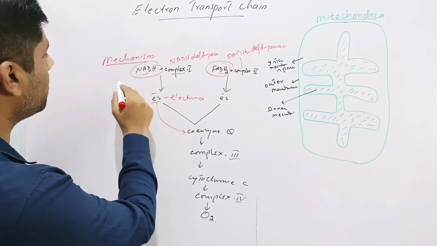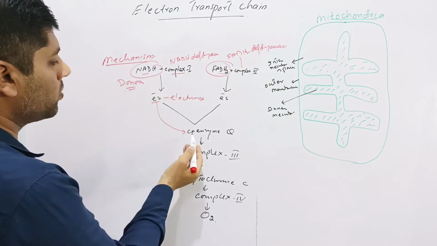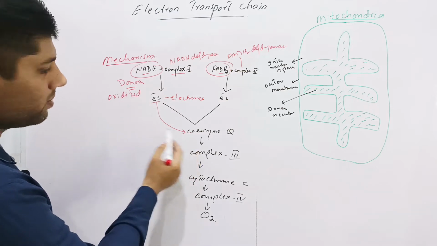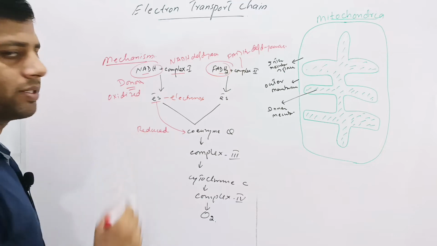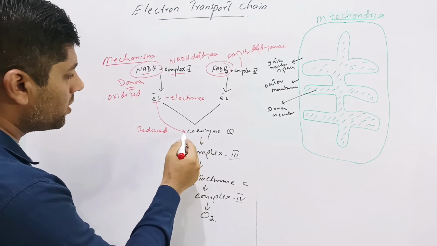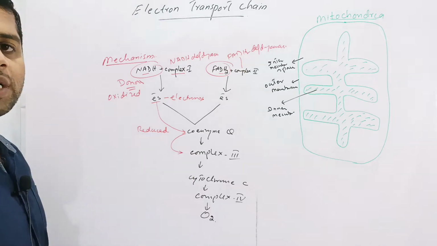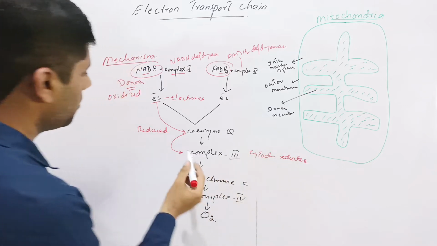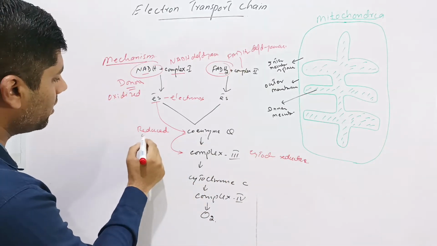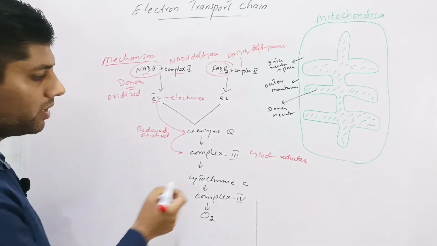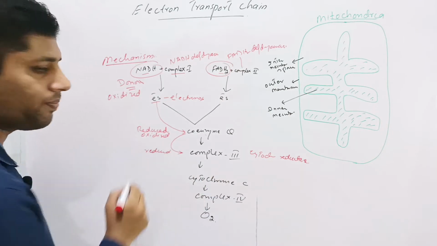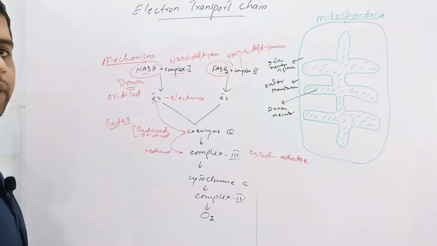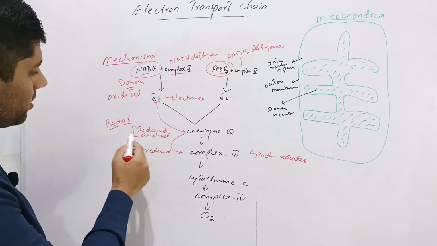When the electrons pass from these donors to coenzyme Q, these donors are oxidized due to loss of electrons, and coenzyme Q is reduced due to gain of electrons. Again, coenzyme Q delivers these electrons to the onward complex 3, the cytochrome reductase complex. So when coenzyme Q loses electrons, it is oxidized, and subsequently complex 3 is reduced due to gain of electrons. So this constitutes a redox reaction, a reduction and oxidation reaction. Due to this redox reaction, energy is released.